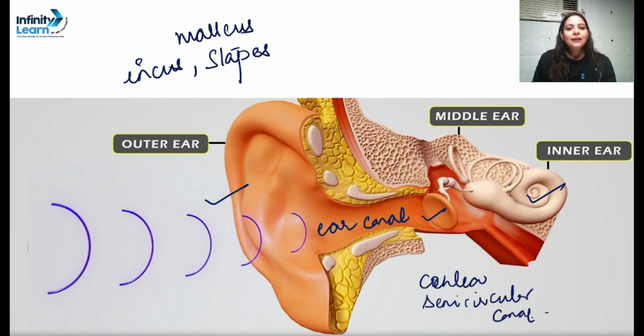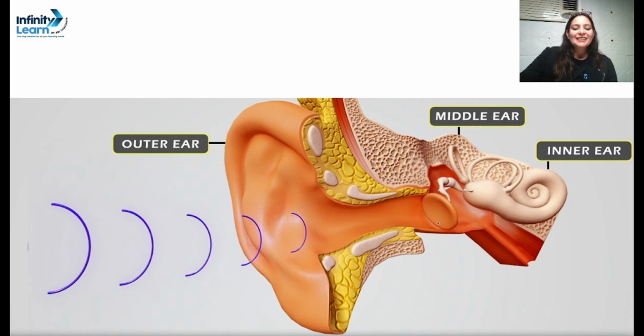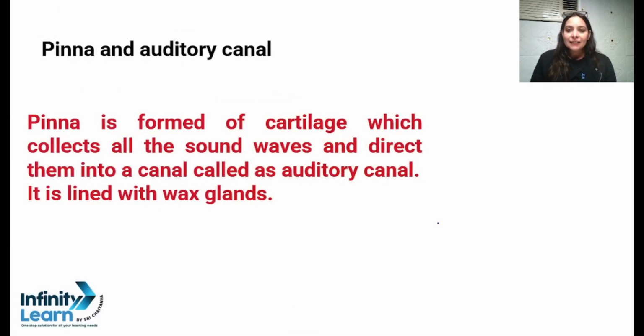I want you to learn right away with me. Okay, so these are the semicircular canals. So let's discuss all these parts one by one. Pinna and auditory canal. So what is the pinna? This is the pinna. It is formed of cartilage, and the function of the pinna is to collect all the sound waves.